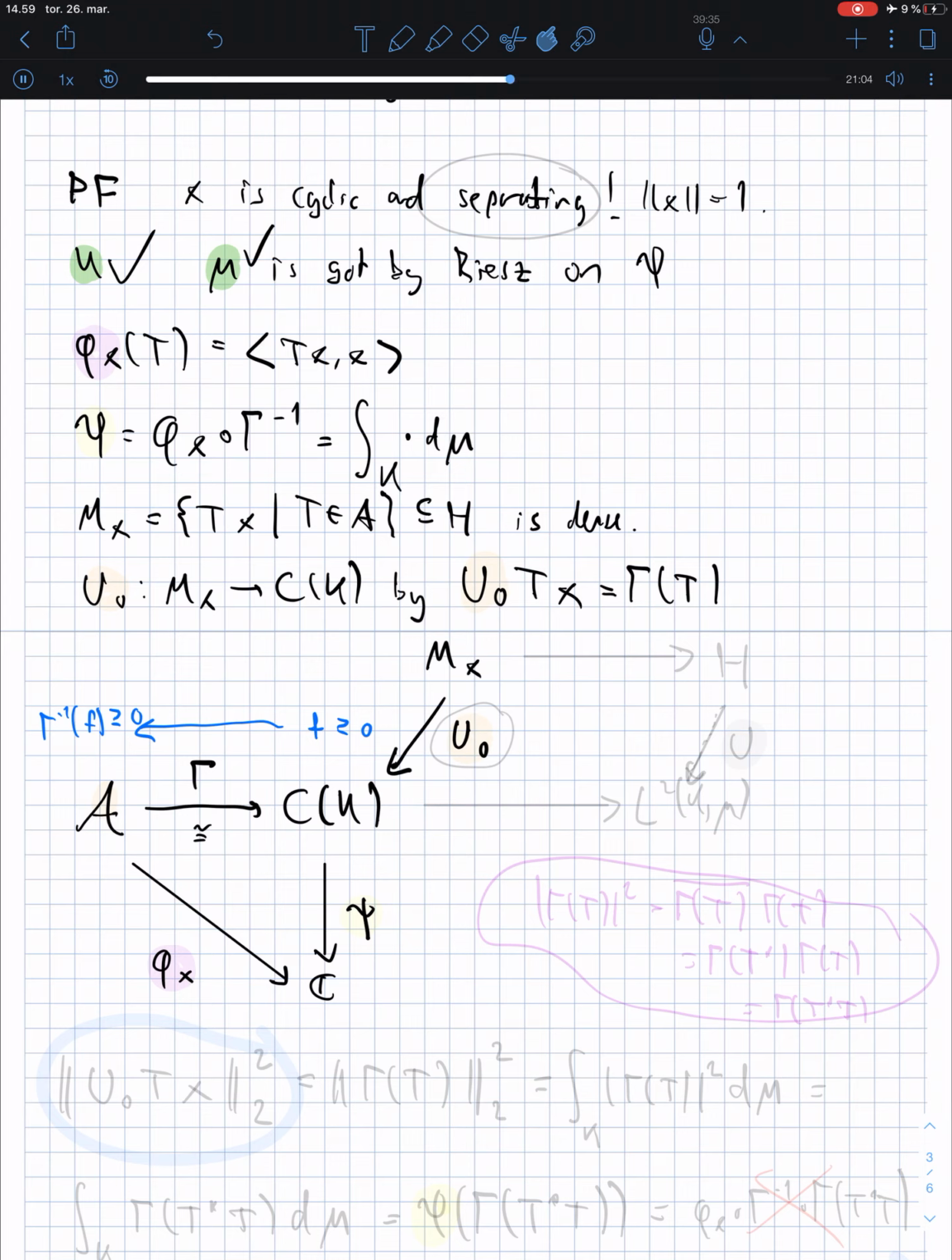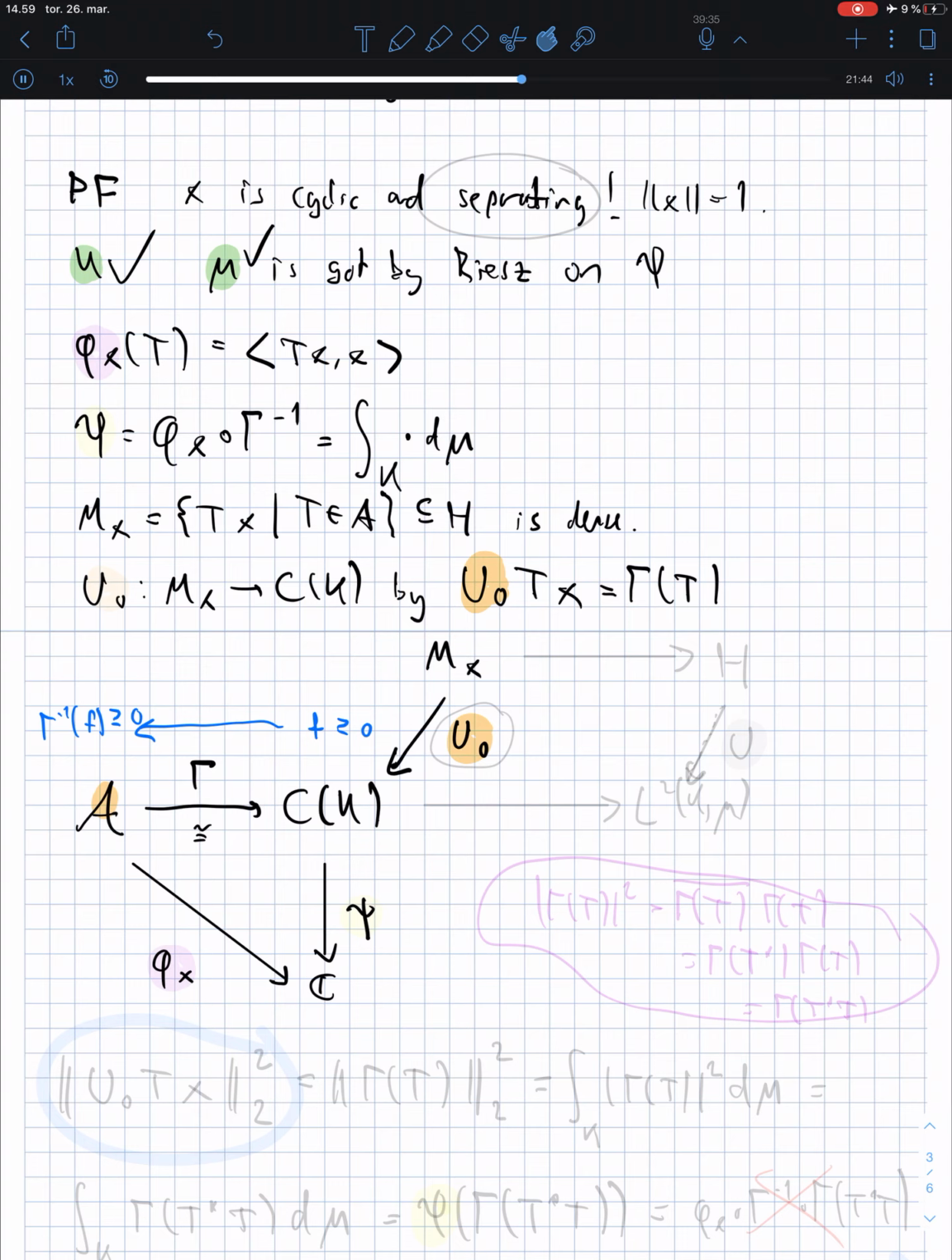Okay, so it's fairly easy to get lost in all of this, but let me just point out what's going on. Right. So how do I define u naught? Well, I say I will take a vector of the form tx, and I'm going to apply u naught to that vector. The way I do that is that I peel off the t. When I peel off the t, I end up over in A. And then I take gamma on that element in A, and I end up in C of k, which is where I want to end up.